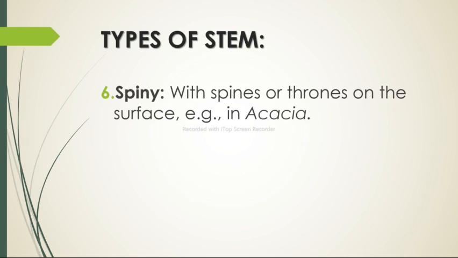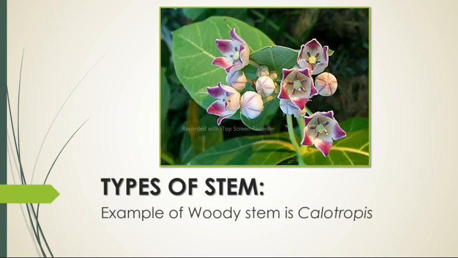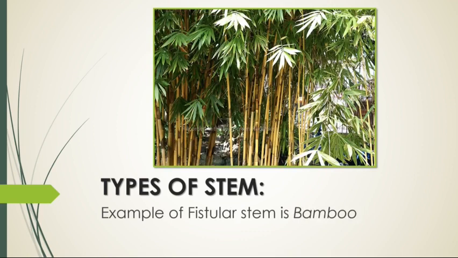Sixth is the spiny stem, with spines or thorns on the surface, for example in the acacia. Types of the stem include the example of the herbaceous stem, which is the brassica, as shown in the figure. Types of the stem include the example of woody stem, which is calotropis, as shown in the figure. Types of the stem include the example of the fistula stem, which is bamboo, as shown in the figure.